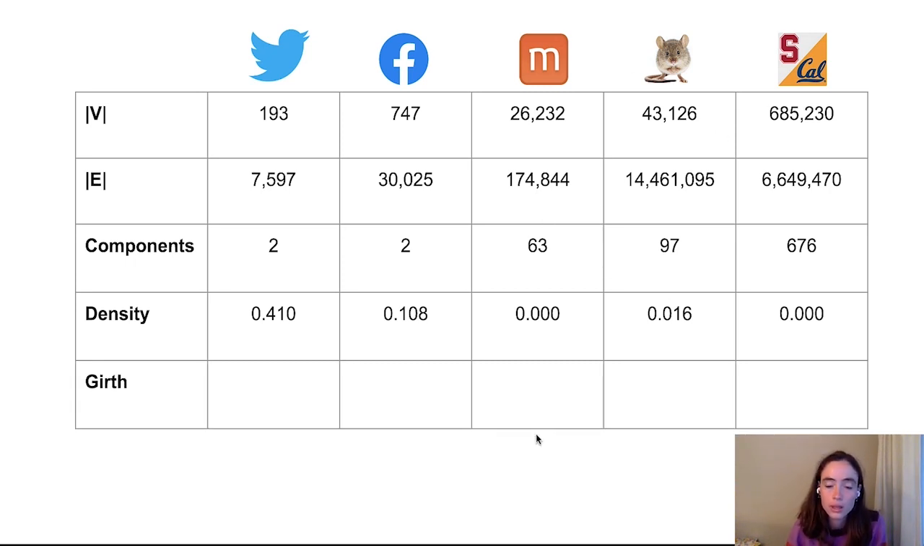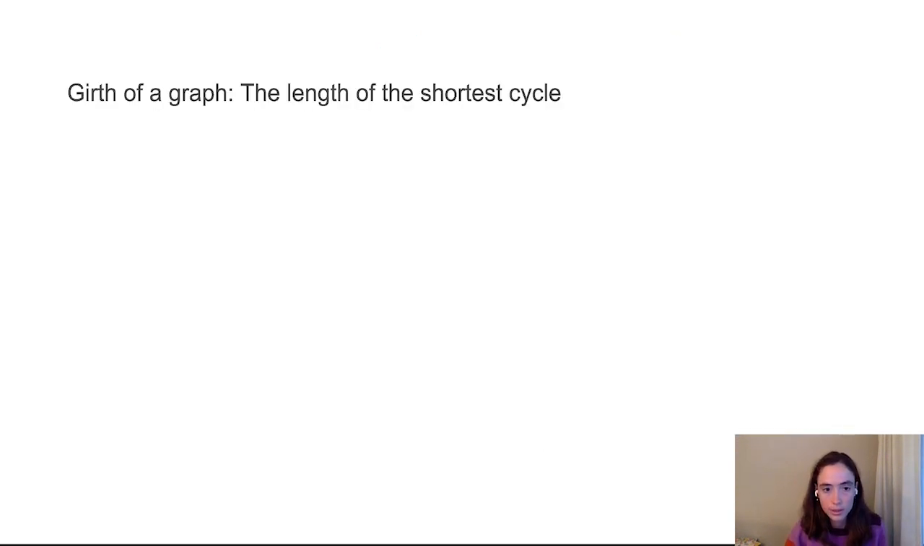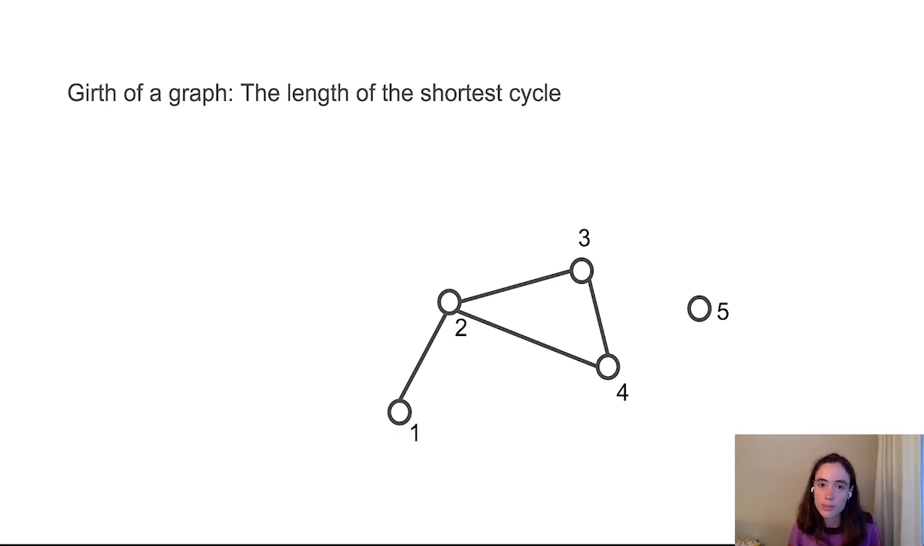So another statistic that we can look at is the girth of a graph. The girth is defined as the length of the shortest cycle in a graph. If you remember, we talked in a previous workshop about how a cycle is basically just a path that starts and ends at the same vertex and traverses at least one edge. So if we start at vertex 2, we can go from 4 to 3 to 2, and that creates a cycle. And looking at this graph, that's the only cycle that we see. So the girth of this graph would be 3.